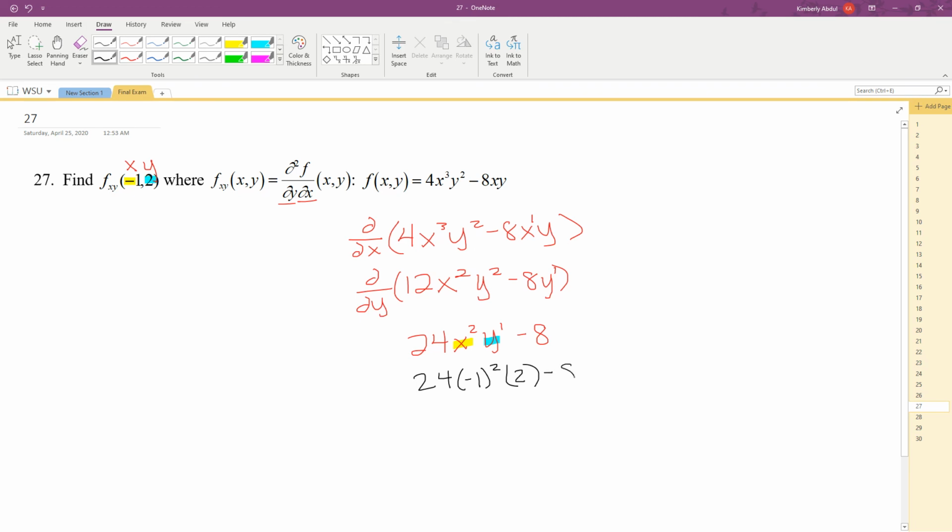and then minus 8. So evaluating that, I'm going to get 24 times negative 1 is negative 24, times negative 1 again is positive 24, times 2 is 48, and then I need to subtract that by 8, and I will get that my final answer is 40.